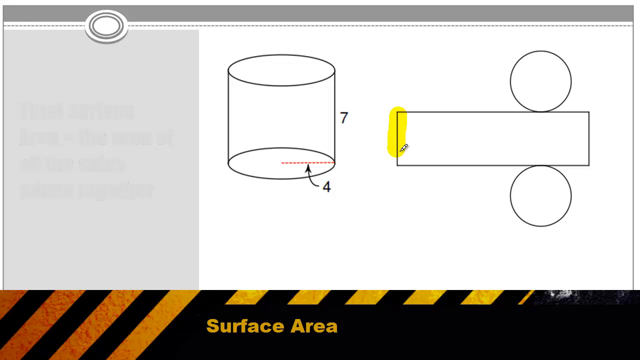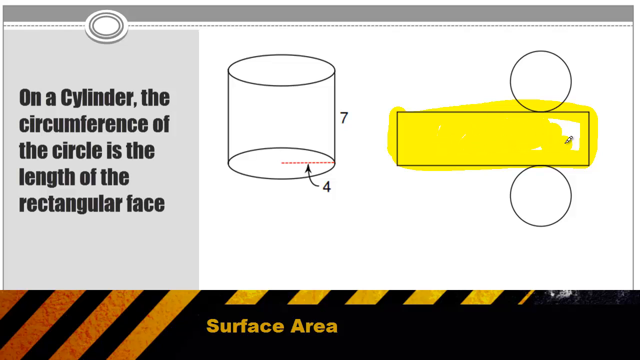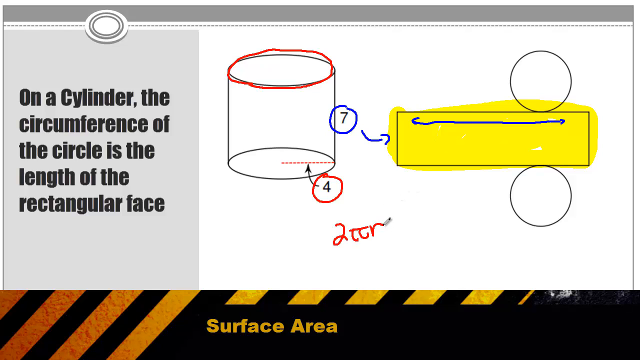To find the area of my rectangle, I'm going to need to know the length and the width of my rectangle. The problem tells me the height of my rectangle, but it doesn't tell me how long it is. But if I look at my drawing and trace around the length of my rectangle, I can see the length of my rectangle is actually equal to the circumference of my circle. So if my circles had a radius of 4, that means the length of my rectangle must be equal to 2 times pi times the radius, or 8 pi.